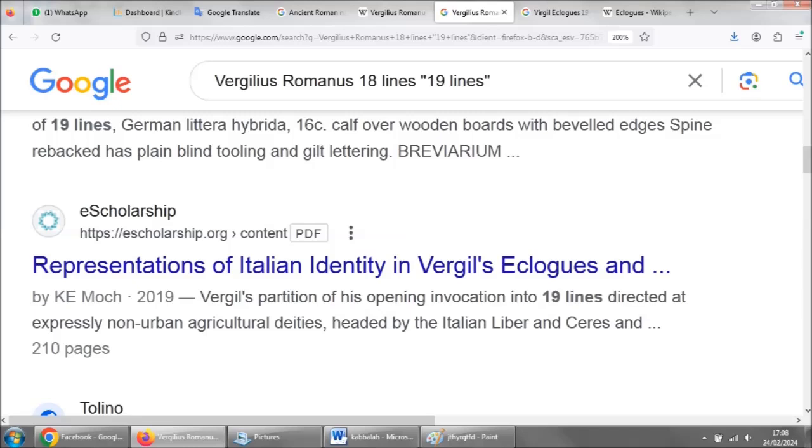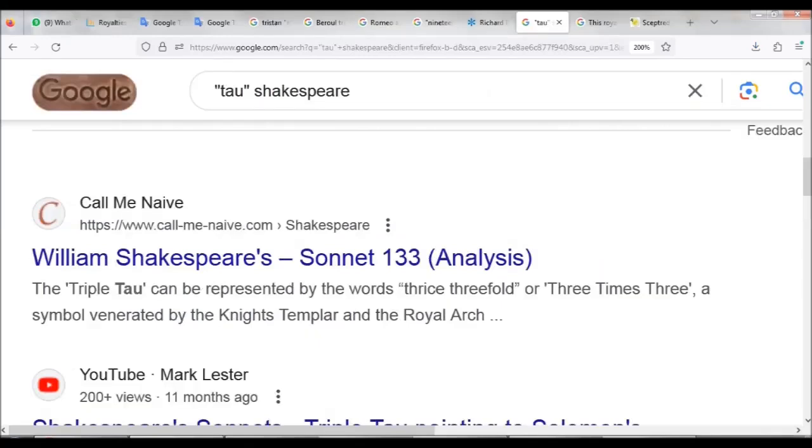So we will compare it to Shakespeare and then compare it to Villeneuve and all these things. The thing is, what we find connected to Shakespeare, many people know, is the triple tau. Many people study this, especially when they study Sonnet 133. There is something known as the triple tau, or the 3 times 3.